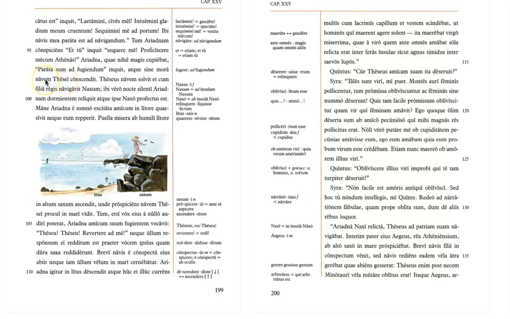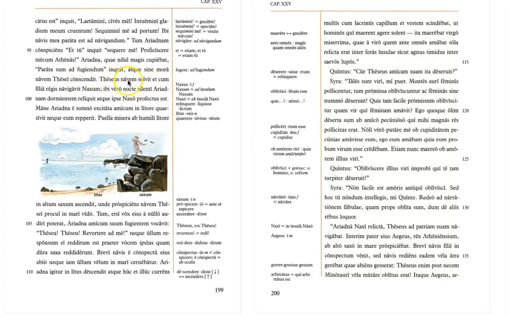So again, fairly straightforward. Navem is third declension accusative singular, and then Theseus, of course, is second declension genitive. Hence, we have the em, ei endings. Conscendit means to climb. I think we've had this in the Wheelock's with the earlier chapter on the Trojan horse.